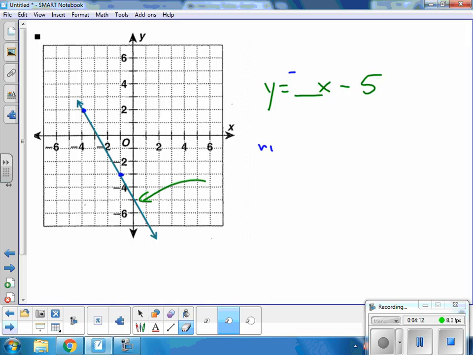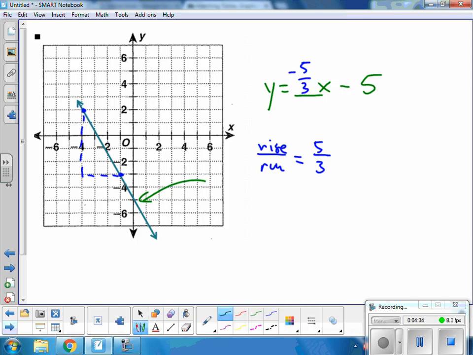Okay, so I'm going to rise and run. Now notice my rise is actually going down because I'm going downstairs. So 1, 2, 3, 4, 5, and I'm running 1, 2, 3. So my slope seems to be -5/3. It looks funky, but that could be my slope. So my final equation will be y equals -5/3 x minus 5, this being my slope, and that -5 being my y-intercept.